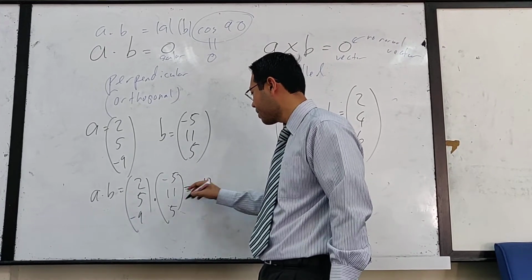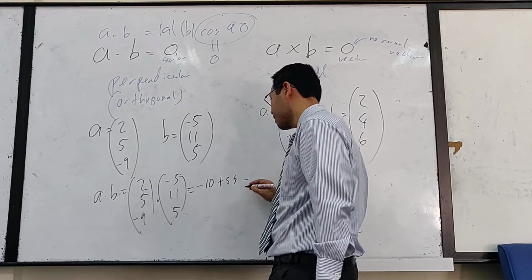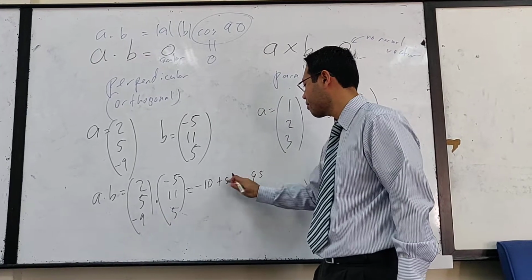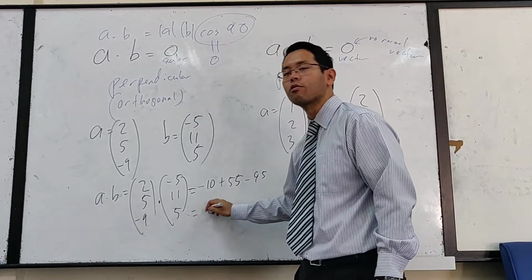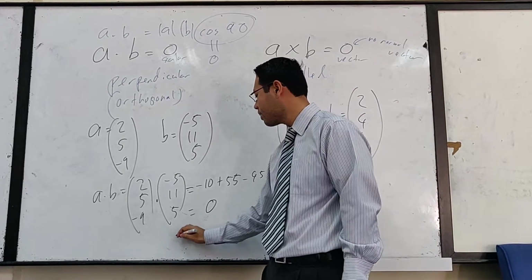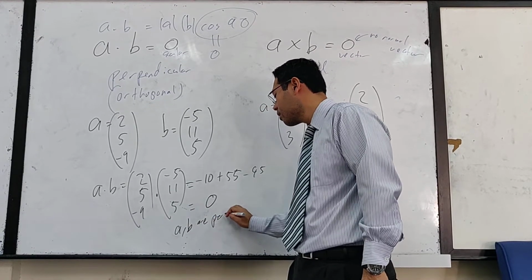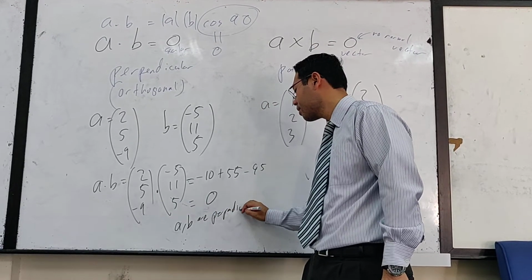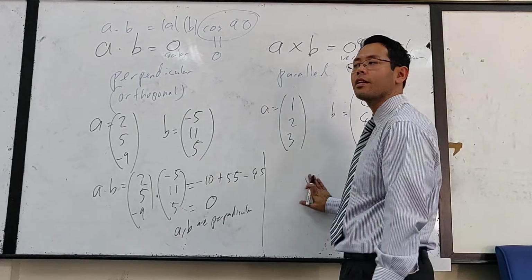So negative 10 plus 25 minus 45. So this one, if you total up, equals 0. Once you reach 0, you should write down A and B are perpendicular. Okay, so that's the example if you want to show the perpendicular in calculation.